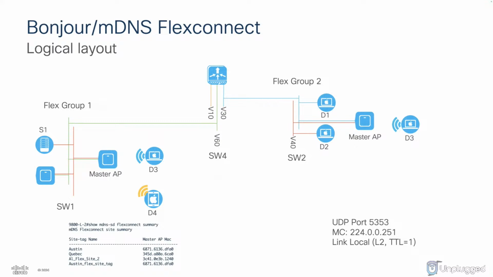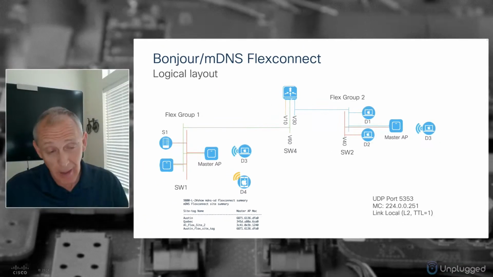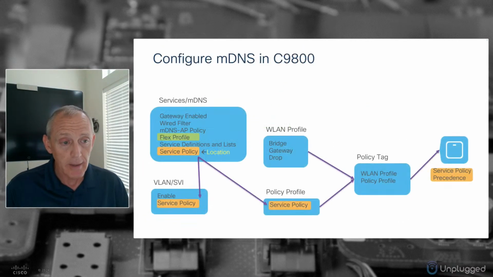All right. And you can see I've got a little CLI display down below that shows an example. I've got these different site tags, and it tells me per site tag which is the master AP. And obviously in FlexConnect, the site tag is synonymous with a flex group here. Okay, so that's the way it works in Flex. Very nice, because even if you lost connection to the controller, the activity would still be there, and your gateway would still be there.